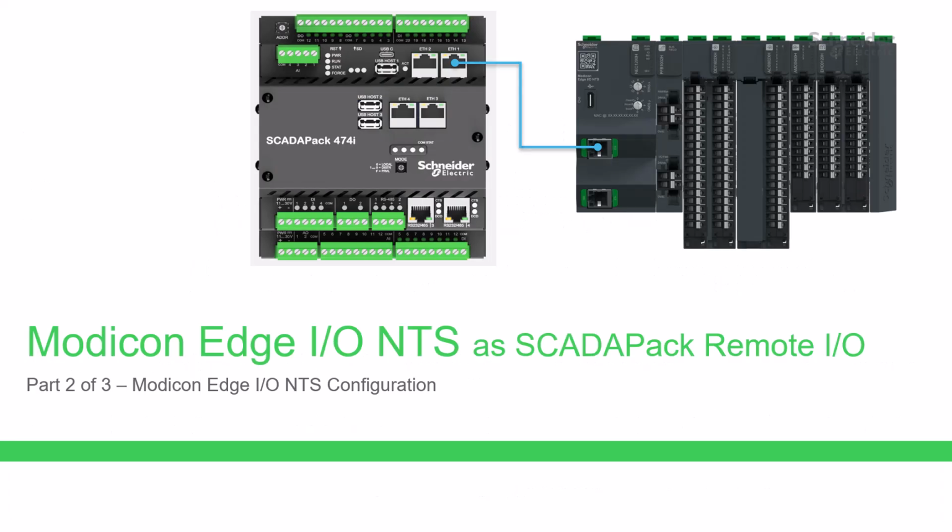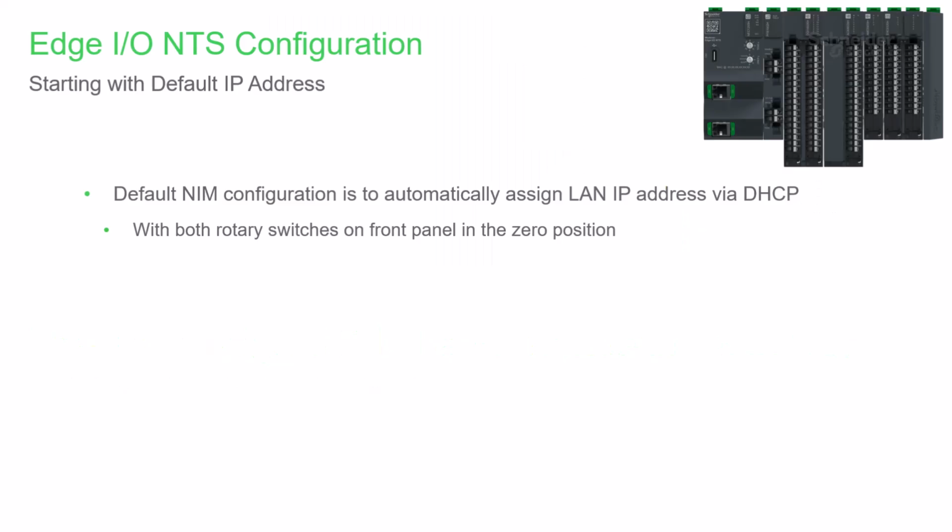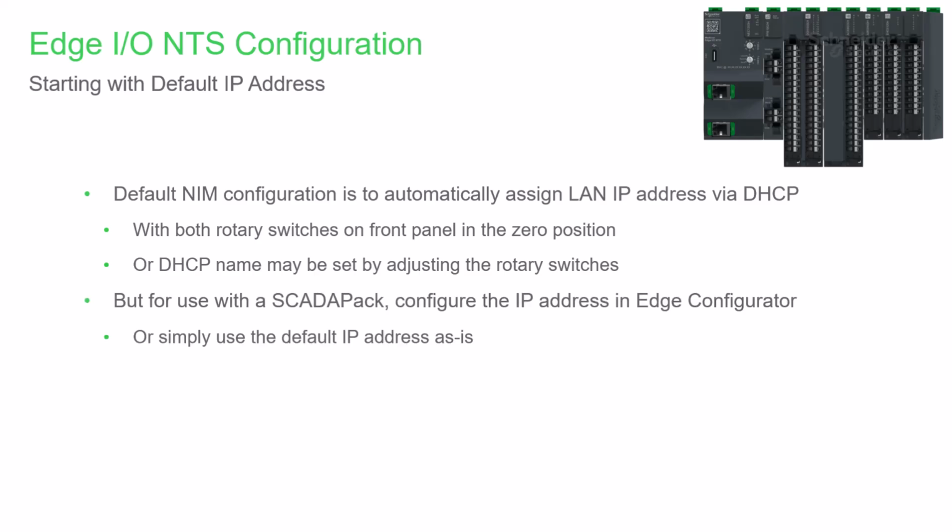Now let's connect to the Modicon Edge I/O NTS island and do some basic configuration. The network interface module's IP address may be automatically assigned using a DHCP server with both rotary switches on the front panel in the 0 position, or the DHCP name can be set with the rotary switches, but more likely you'll want to set an IP address in the Edge Configurator tool.